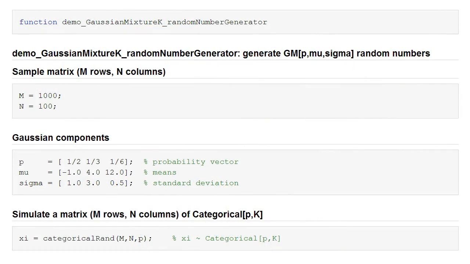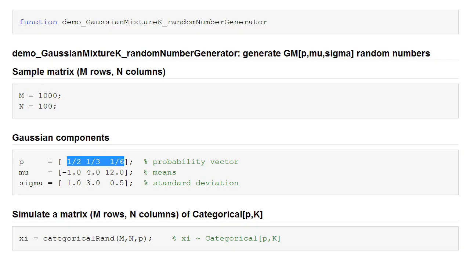In this demo, we're going to generate a matrix with 1,000 rows and 100 columns of random numbers that follow a Gaussian mixture distribution with 3 components. The parameters of the components are specified here. The first parameter is the probability vector that gives us the probabilities of each of the components in the mixture. Here we have a mixture of 3 Gaussians. The first one has probability 1/2, the second one has probability 1/3, and the third one has probability 1/6. The sum of these 3 probabilities is equal to 1.